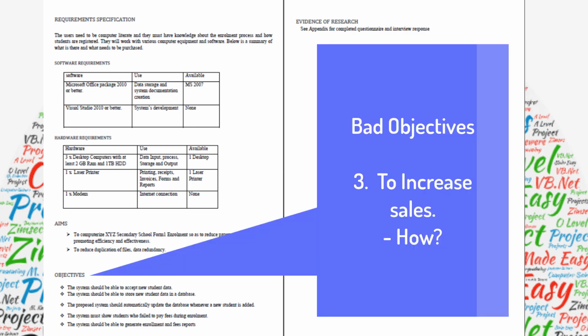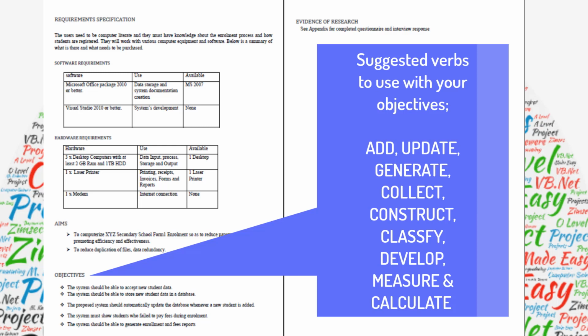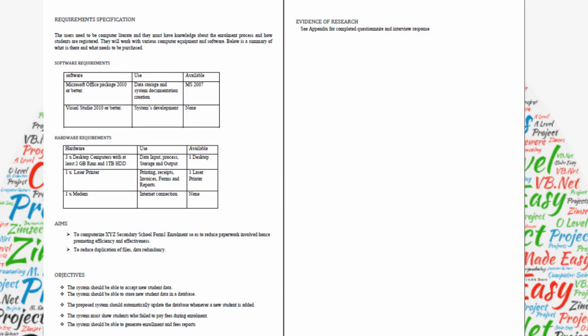Another bad objective, to increase sales. The big question is how? Now, if you use verbs like add, update, generate, collect, construct, classify, develop, measure in your objectives, you find that they will begin to sound less like aims. Now, carefully study objectives given in this sample project to get a better understanding of how to structure your objectives.